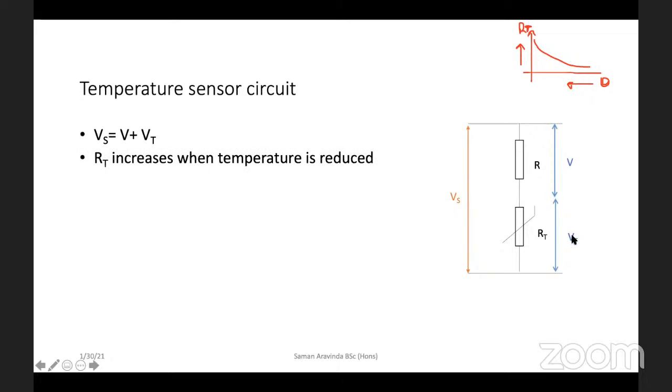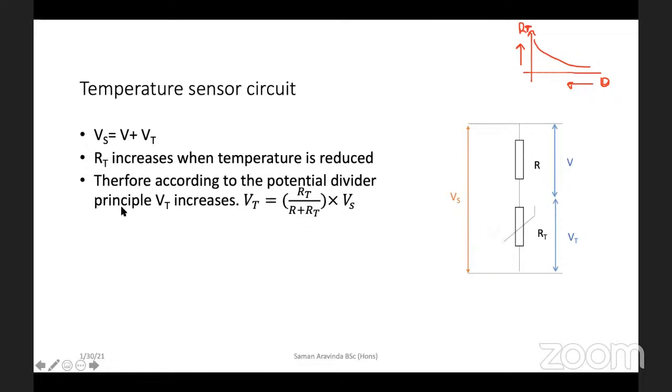So when the temperature of the surrounding is reduced, what happens to the resistance of the thermistor? It increases, right? When the temperature of the surrounding reduces, the resistance of the thermistor increases, and remember, potential divider principle states that potential difference across each resistor is divided in terms of the ratio of resistors. Remember? So therefore resistance increases means the Vt value increases.